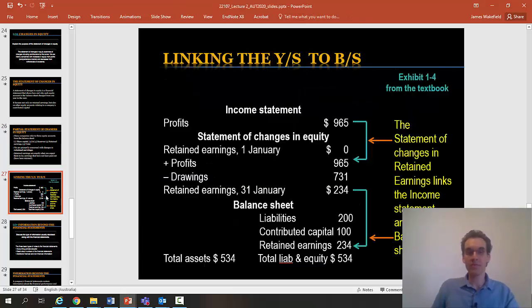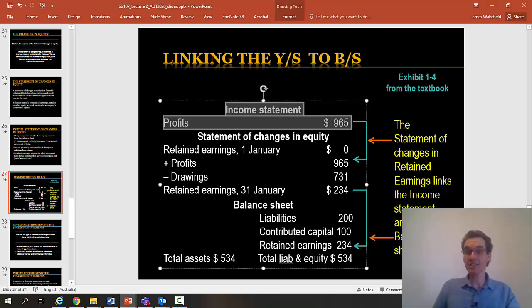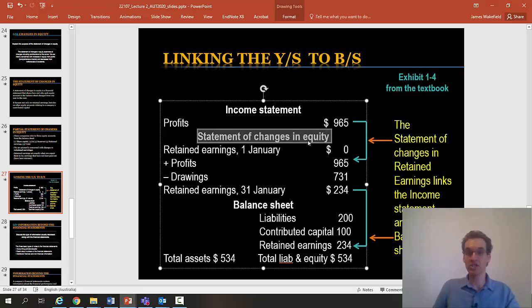Now, all this information in terms of the linkage between the financial statements we've been looking at today is summarized here in this slide. So as I mentioned last week in the workshop, the very first thing you need to do when drawing up the financial statements is to look at what your profit is for the period and determine that. That profit is then fed into your statement of changes in equity.